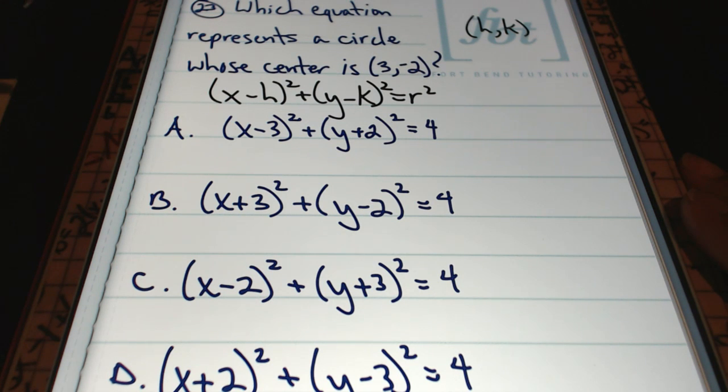So there is a video that covers the center-radius form of the equation of a circle. All right, so Angry Hermit could please post that link. That'd be helpful.